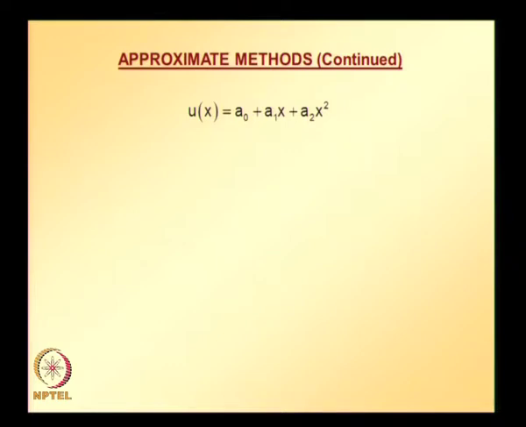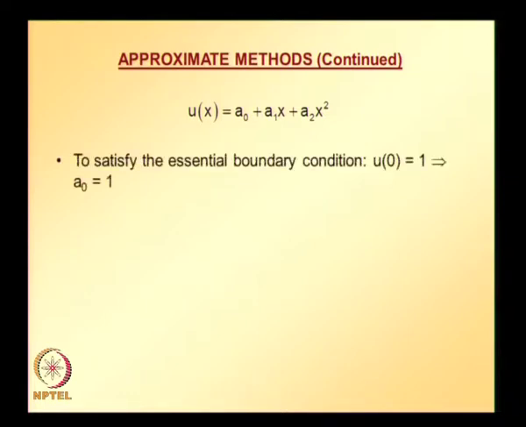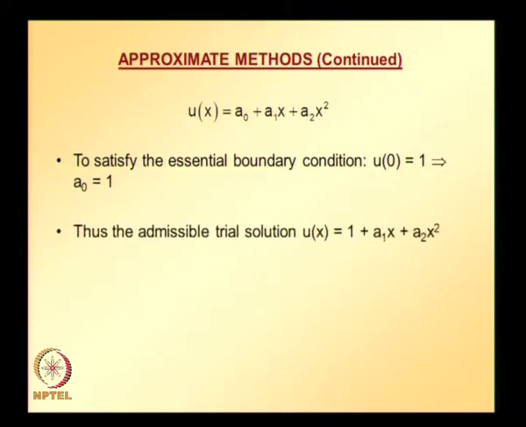and then applied integration by parts to reduce the highest order derivative present to as low as possible. We started out with this quadratic trial solution, and the essential boundary condition is imposed on this. The essential boundary condition says that u evaluated at x is equal to 0 is 1. So, that results in a naught is equal to 1. So, the admissible trial solution is going to be 1 plus a1 x plus a2 x square.